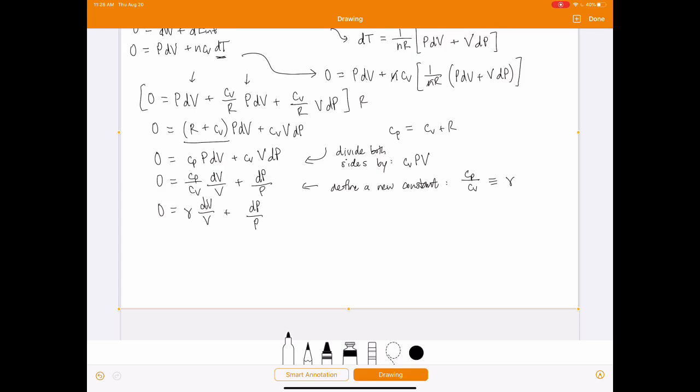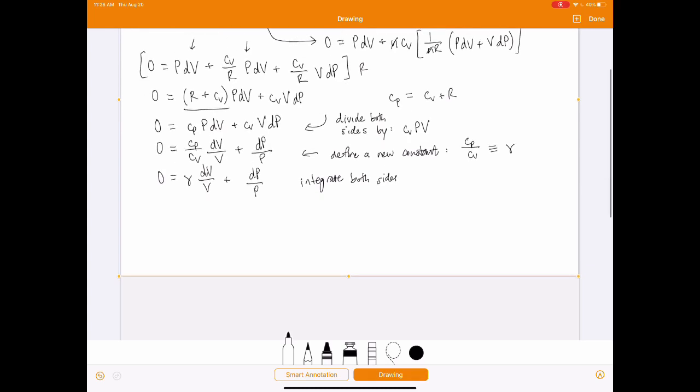So what can I actually do with this? Well, I can integrate both sides of the equation. And the nice thing about integrating 0 is no matter how many times you add 0 to itself, you still get 0. And on the other side, we're actually going to have two separate integrals. One is a volume integral, and the other is a pressure integral.